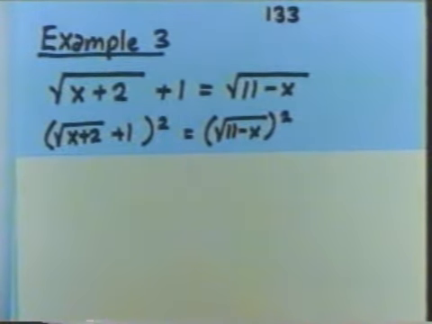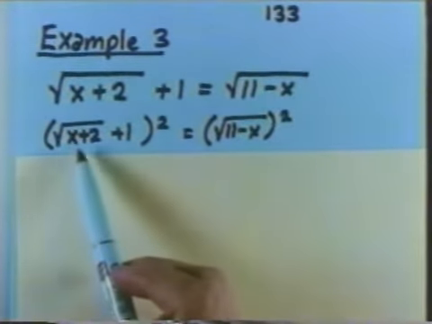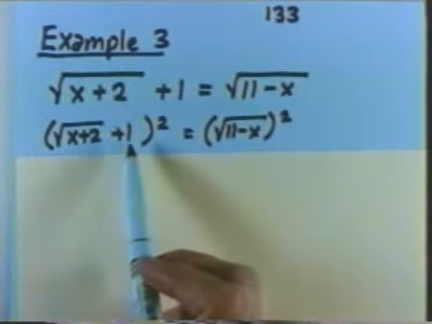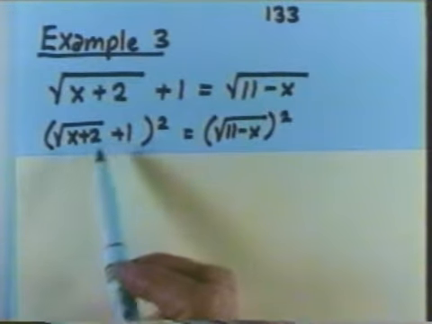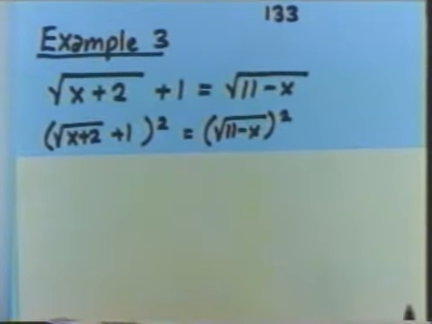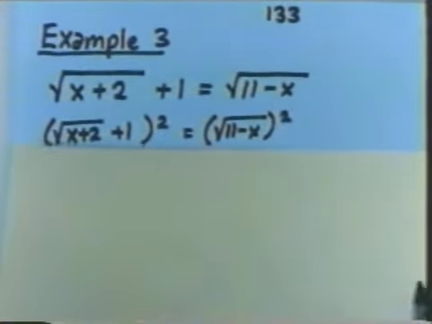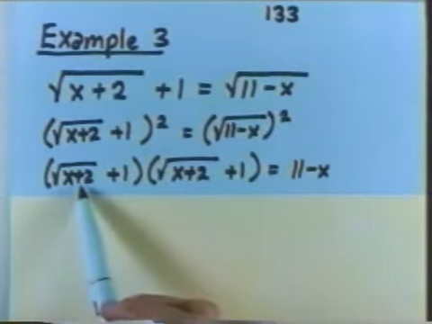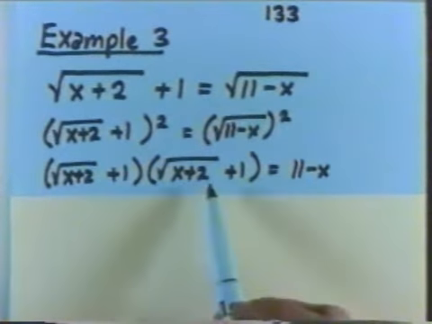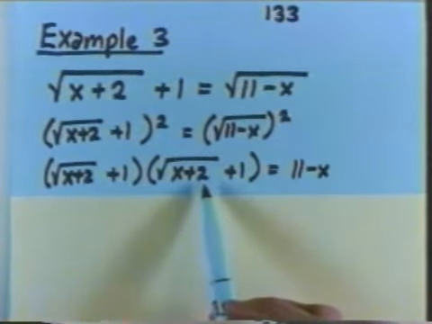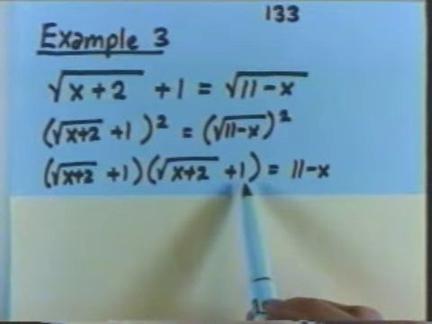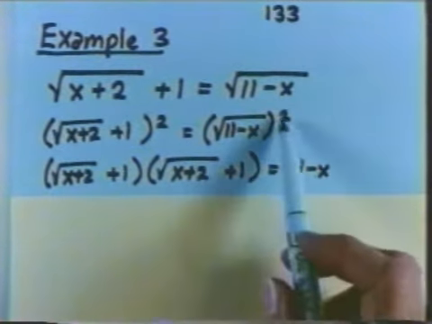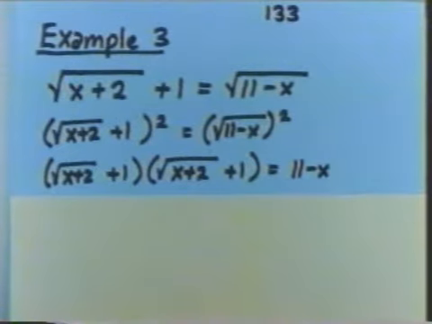Now that's a mess because on the left-hand side we have two terms. One is the radical, the other is a constant 1. We want to square this, which means that we want to multiply it by itself. So we have the square root of x plus 2, add 1, times another just like it, square root of x plus 2, add 1. On the right-hand side the square and the square root have canceled and we have 11 minus x.